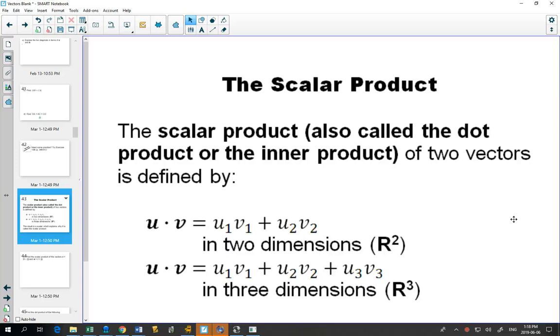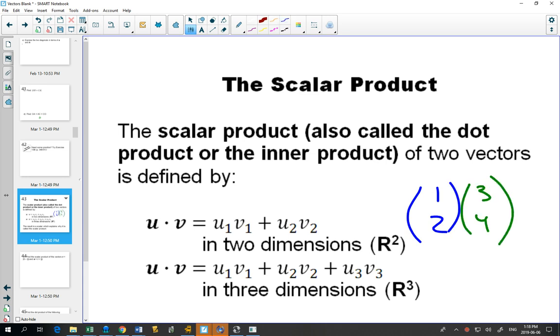The scalar product, or dot product, for vectors. When you multiply two vectors in 2 dimensions, you multiply the x values, multiply the y values, and add them up. In other words, if I had (1, 2) times (3, 4), in matrices this wouldn't be allowed, because in matrices the middle numbers have to match up.